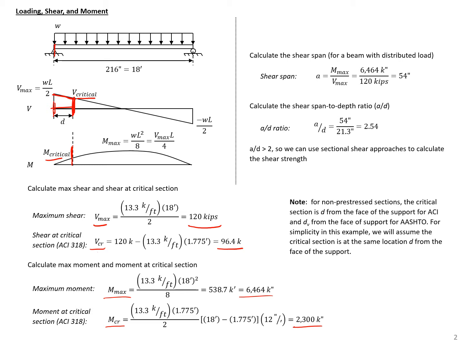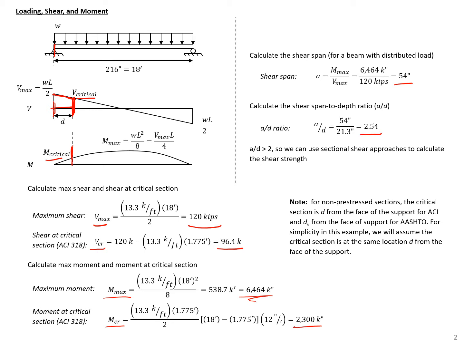The other thing we can do is calculate our shear span to depth ratio. The shear span for a distributed load is just the ratio of our maximum moment to our maximum shear. You can see here our max moment we found to be 6,464 kip inches, and our maximum shear was 120 kips. So our shear span is just 54 inches. Our shear span to depth ratio is 54 divided by 21.3, which will give us 2.54.